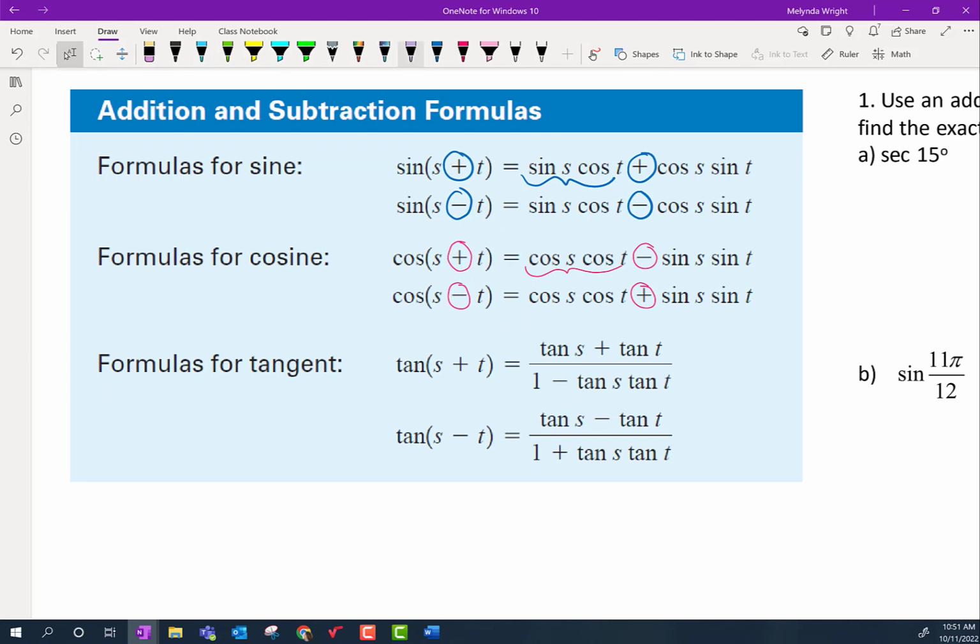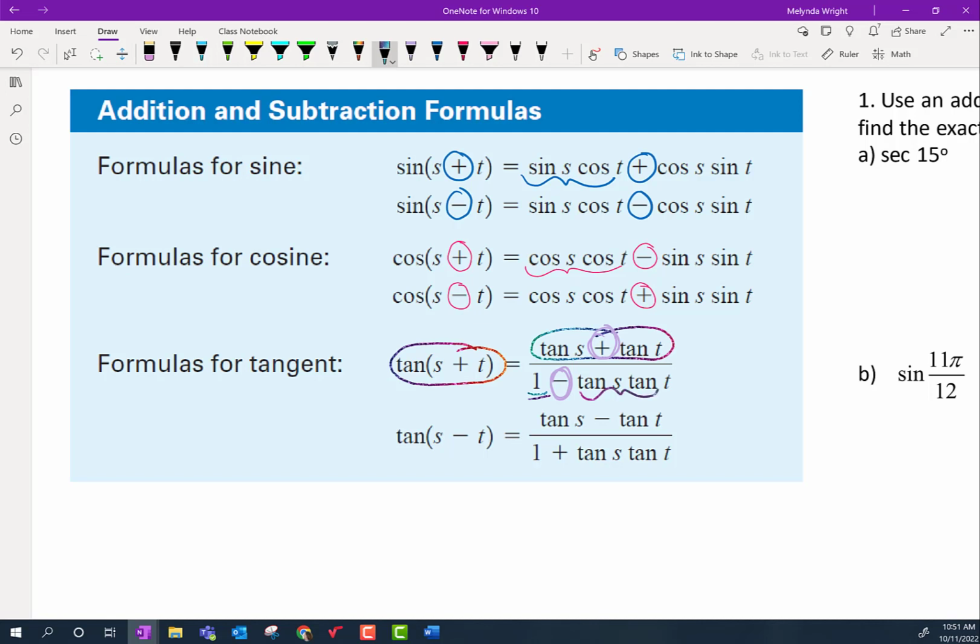If you'll notice, if we're going to do tangent of s plus t, angle s plus angle t, we just do that in the numerator: tangent s plus tangent t. Then in the denominator, it's always 1. And since we added in the numerator, we're going to subtract in the denominator. It's 1 minus the product of tangent s, tangent t.